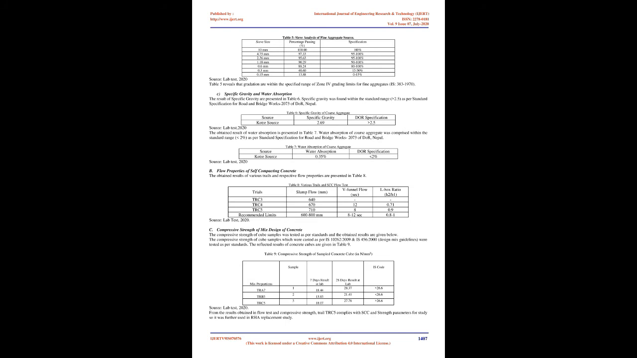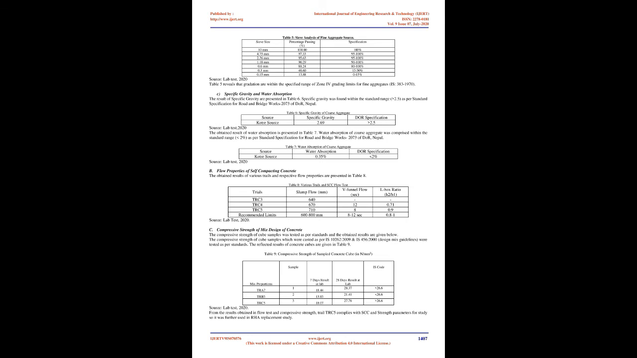The obtained result of water absorption is presented in Table 7. Water absorption of coarse aggregate was within the standard range, 2%, as per Standard Specification for Road and Bridge Works 2073 of DoR, Nepal. Table 7, Water absorption of coarse aggregate. Source, Water absorption, DoR specification. Kotra source, 0.35%, 2%. Source, Lab Test, 2020.